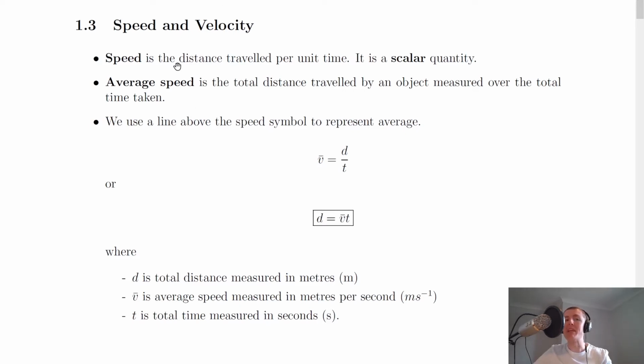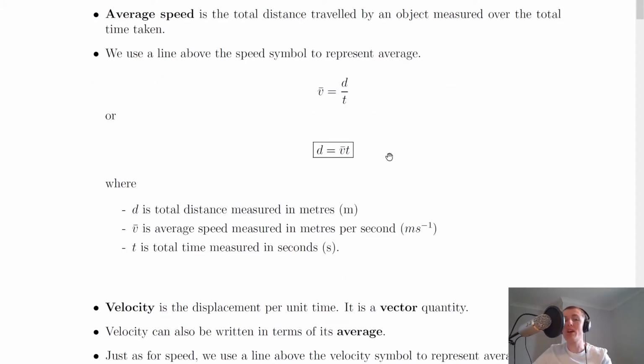One is average speed, and average speed is defined as the total distance travelled by an object measured over the total time taken. To represent the average speed, you should remember that we use the V symbol for speed with a bar above it, called V bar. V bar, the average speed, is equal to the distance divided by the time.